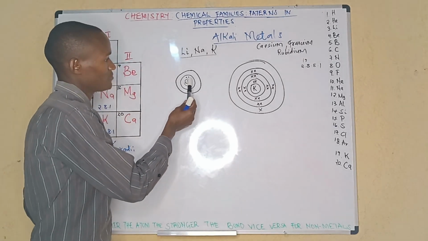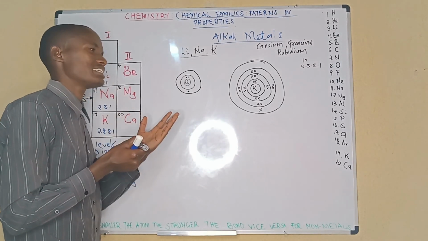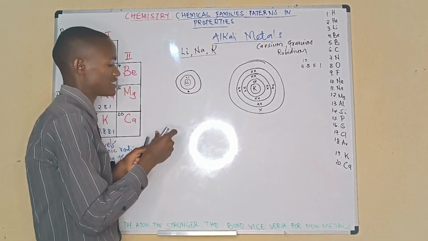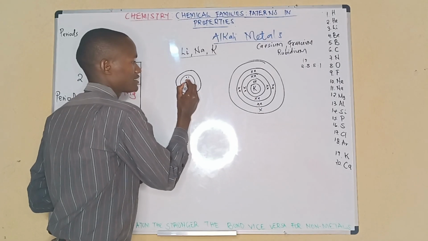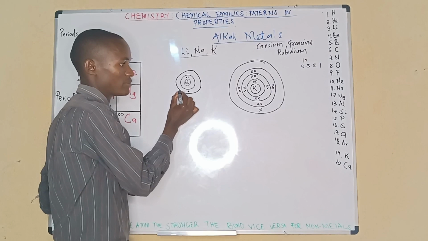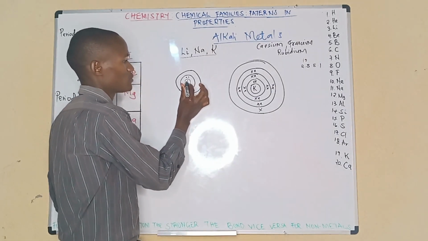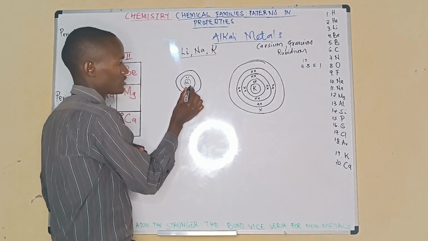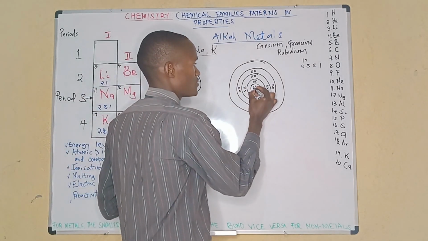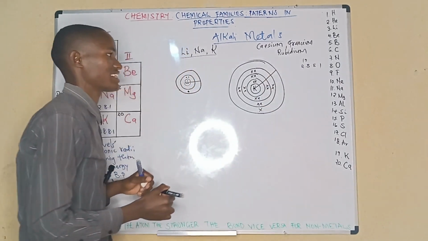Now, for lithium, the atomic radius will be the distance from the center of the nucleus, the innermost part, all the way to the outermost energy level. This is the outermost energy level for lithium. This one is the outermost energy level for potassium. The distance from the innermost part to this end is called the atomic radius. For potassium, the same: from here to the edge, that is the atomic radius.